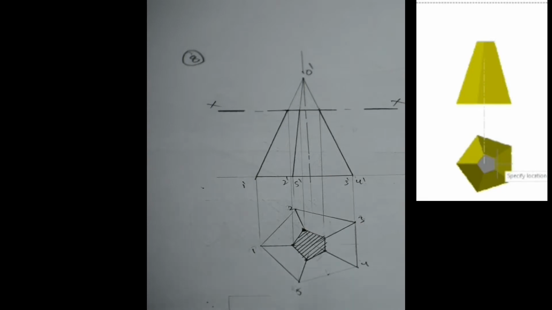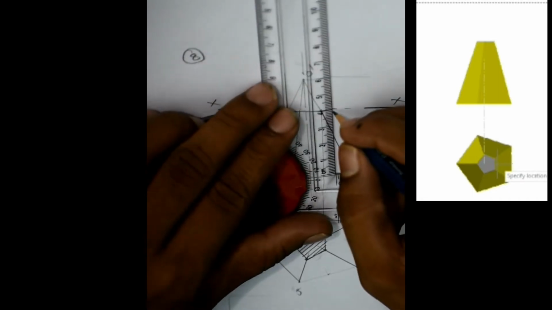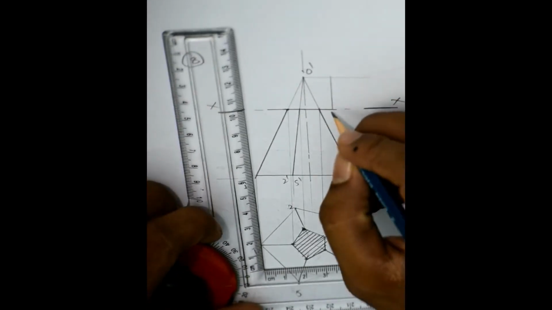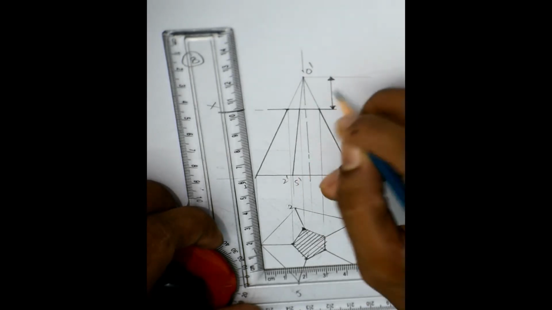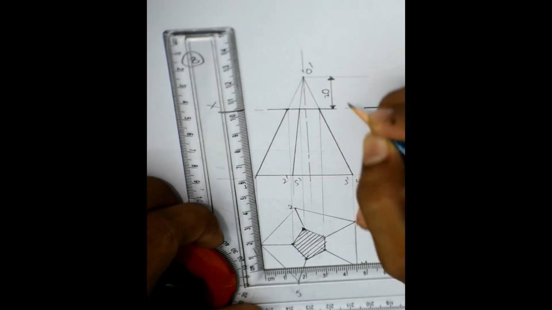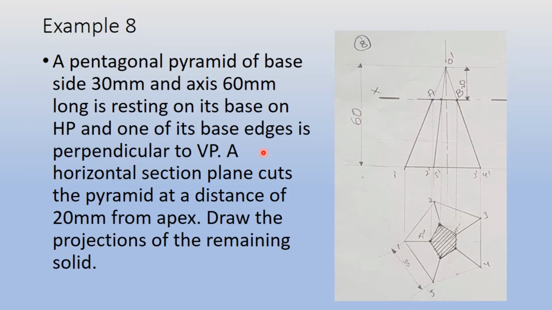As far as the dimensioning part is concerned, we have to mention the axis height and the base side, and apart from that, the position of the section plane, which is as given 20 mm from the apex. So this is the final solution of this pentagonal pyramid, which is directly resting with its base on HP, and when the cutting plane is parallel horizontal. So this is the cutting plane here.